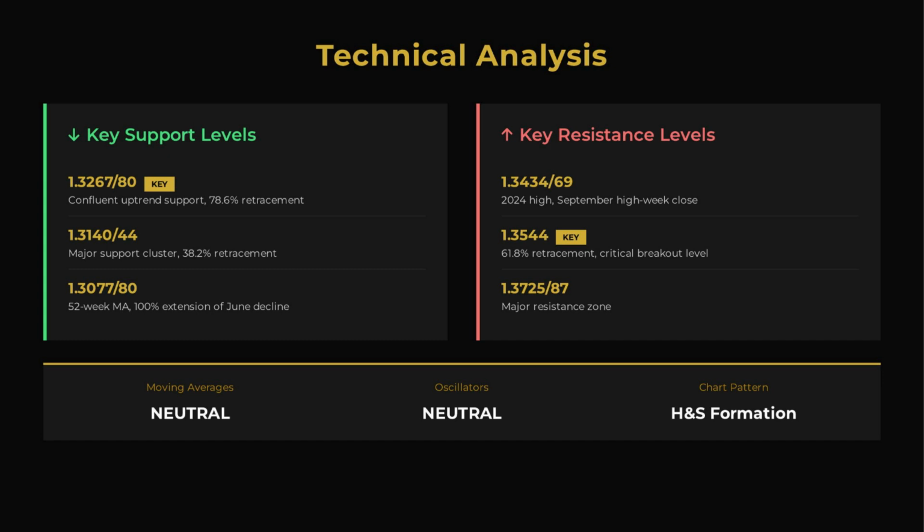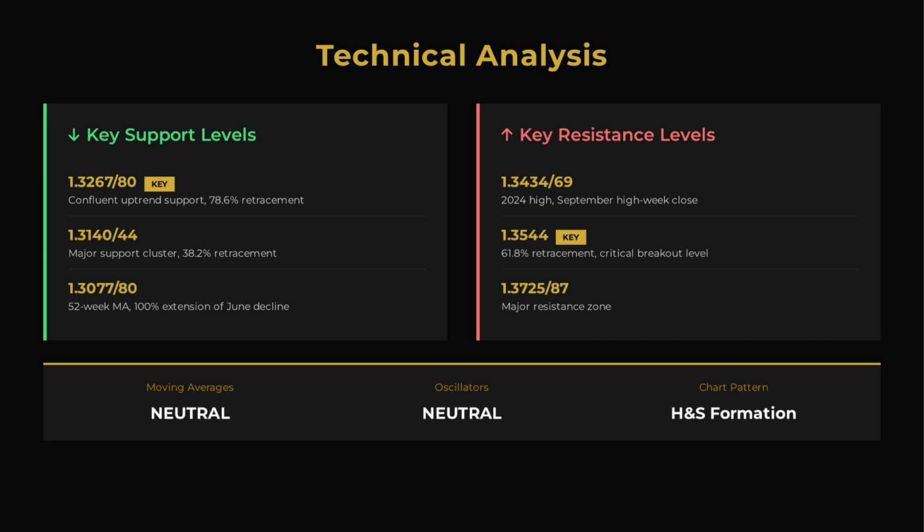The critical breakout level is 1.3544, the 61.8% retracement. A move above this would target the major resistance zone at 1.3725 to 1.3787. Both moving averages and oscillators are neutral, while a head and shoulders pattern has formed, suggesting potential for further downside if support breaks.